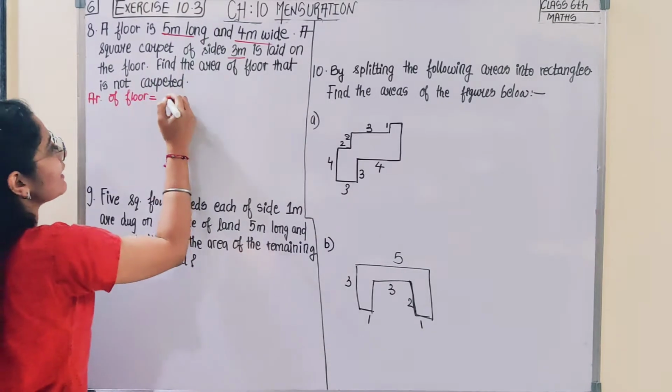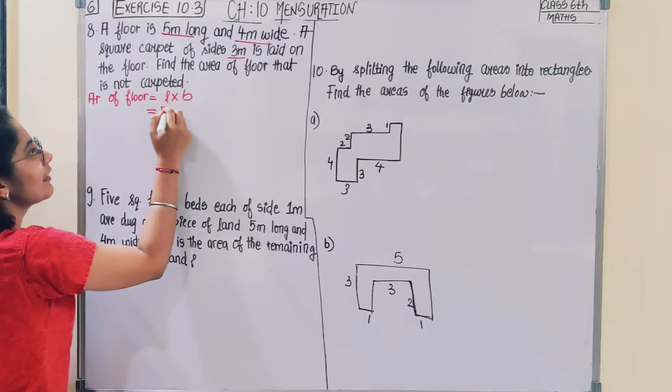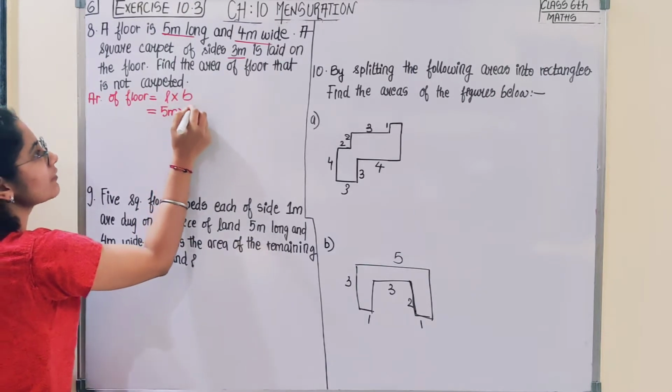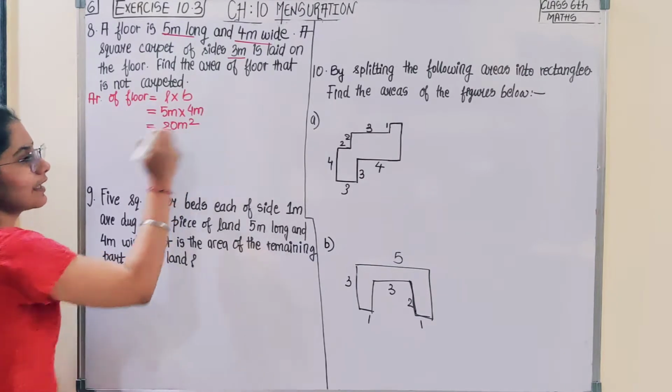Since it is rectangular, the area is length into breadth. What is the length? 5 meter. What is the breadth? 4 meter. 5 fours are 20 meter square.